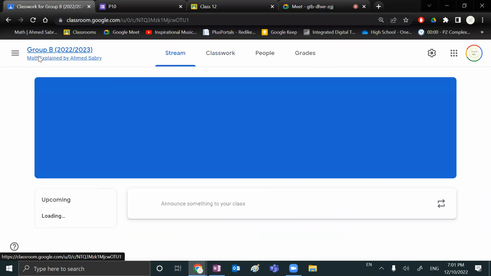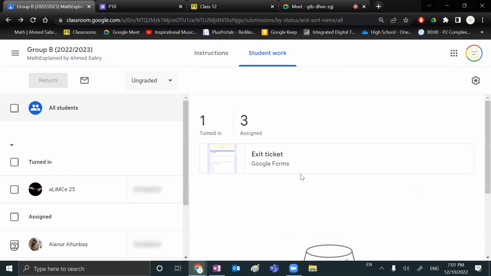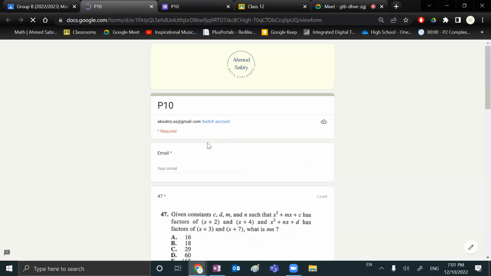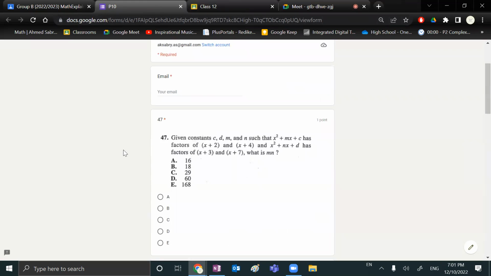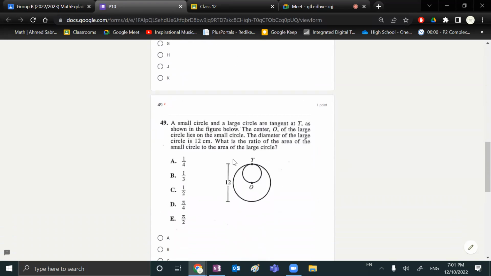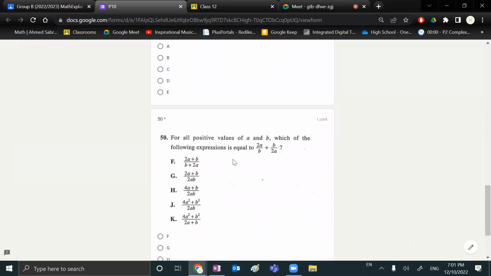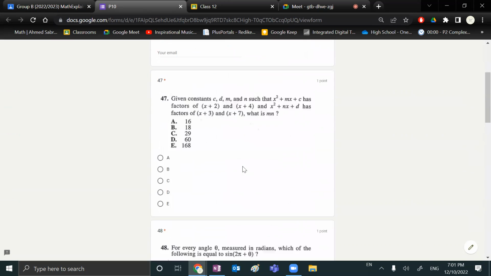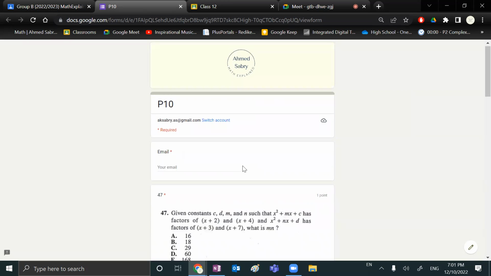Let's go back to class 12. There you should be able to see 3 forms, P10, 11, and 12. P10 in this case has things about factors, things about the sine and the cosine that need a bit of thinking, and the measures of angles in radians. This one has a bit of an area. This one is a fraction where we're adding. So these are supposed to be the easy ones, hopefully.